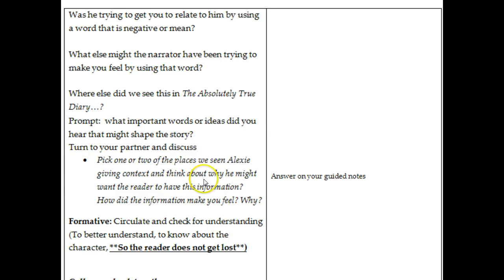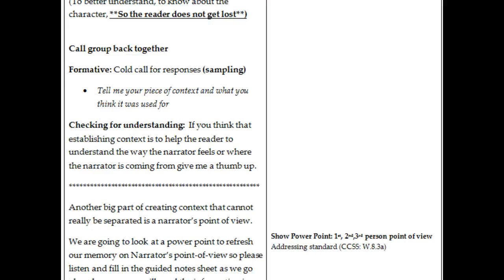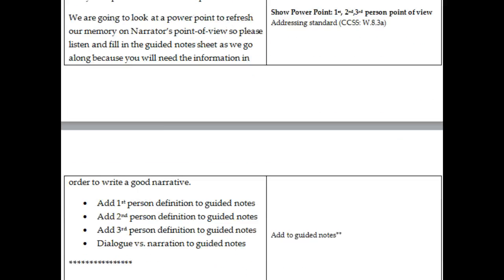So you have them doing a little bit of writing here. What important words or ideas did you hear that might shape the story? Turn to your partner. Oh, pardon me, that's not writing. Just turn to your partner and discuss, okay? Circulate and check for understanding. Getting the group back together. We're still doing verbal checks at this point. Students really haven't done, they did their guided notes, but again, we don't have them writing yet. You have a PowerPoint to refresh their memory on narrator's point of view, which is good because these pieces can be tricky to remember. That's content specific information for them.